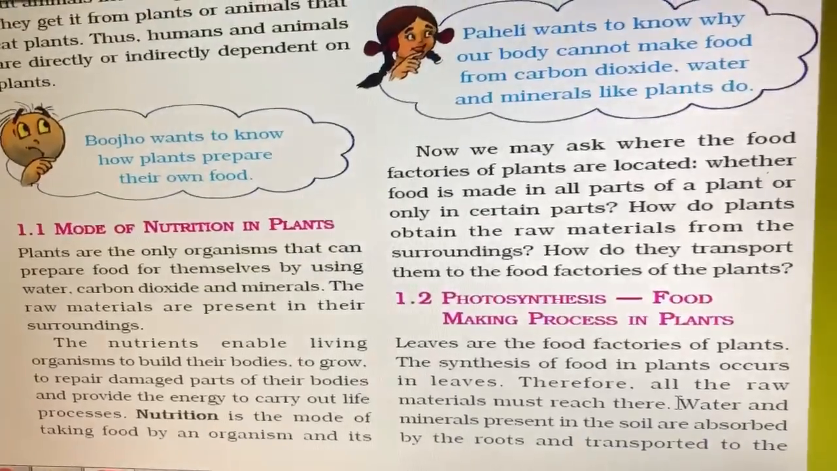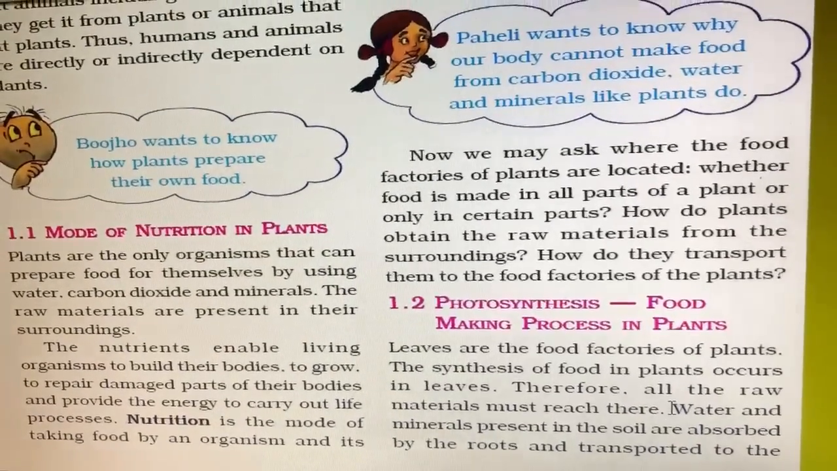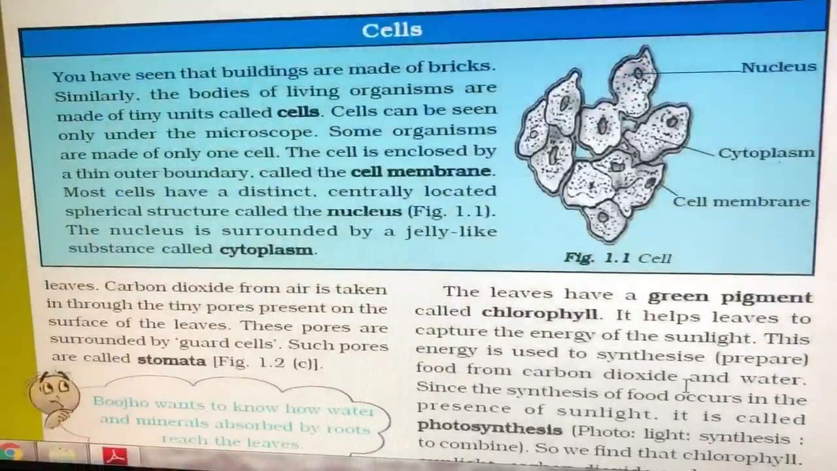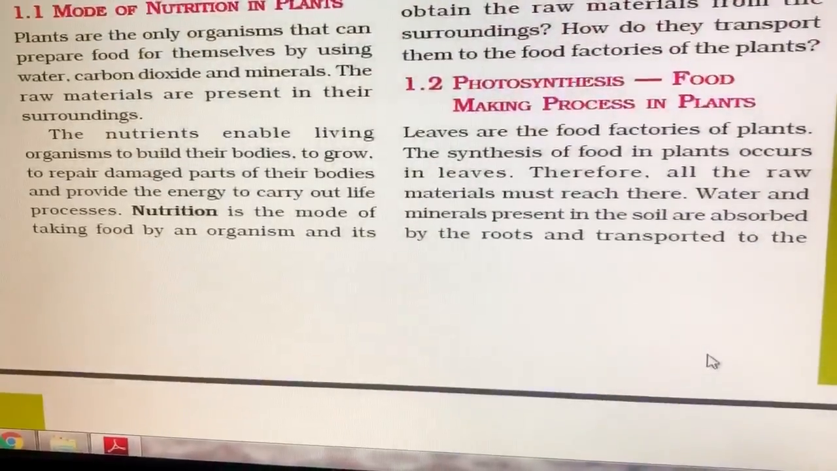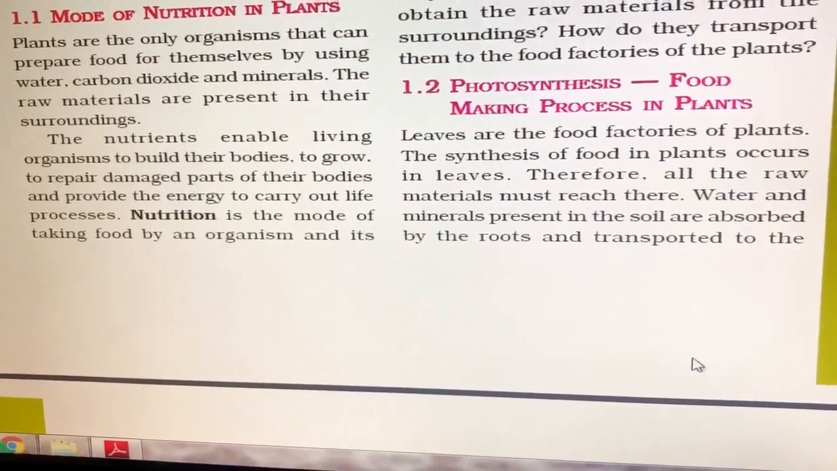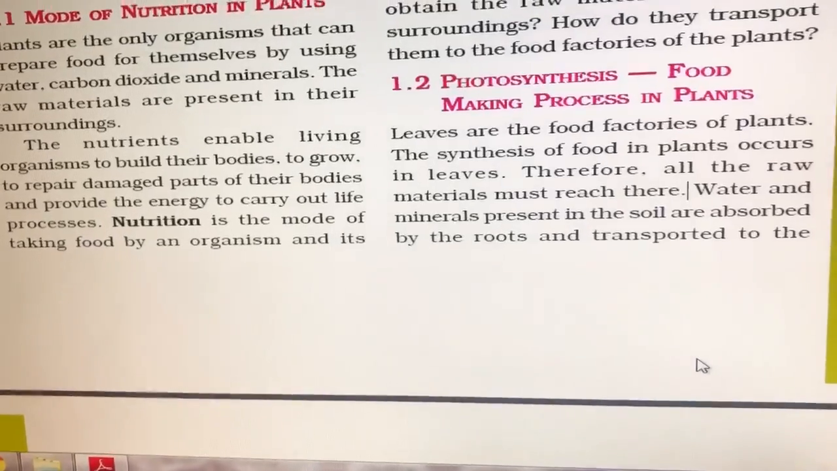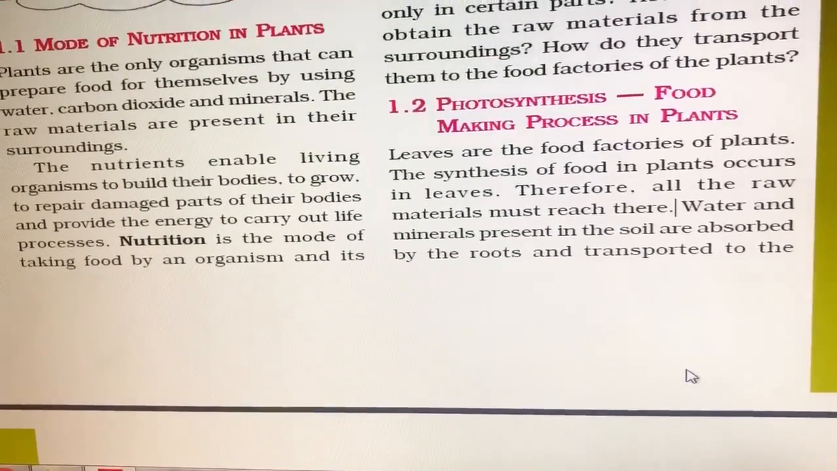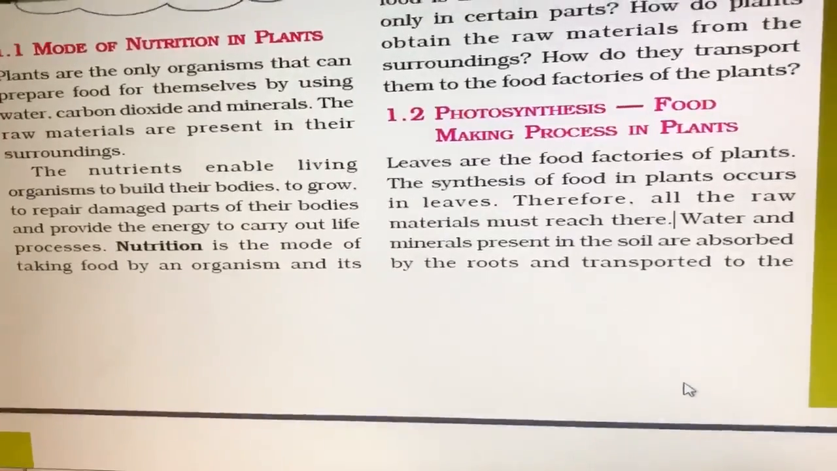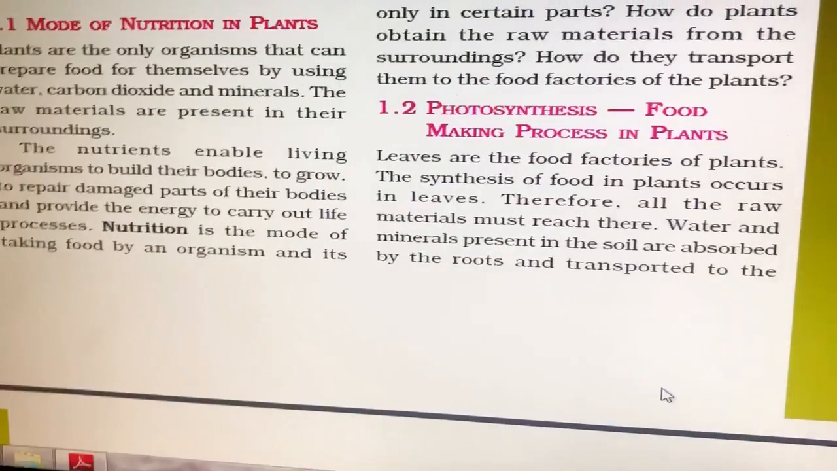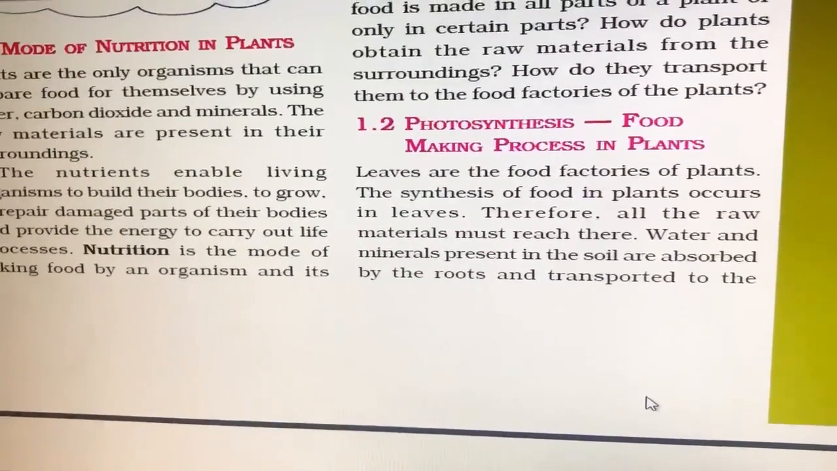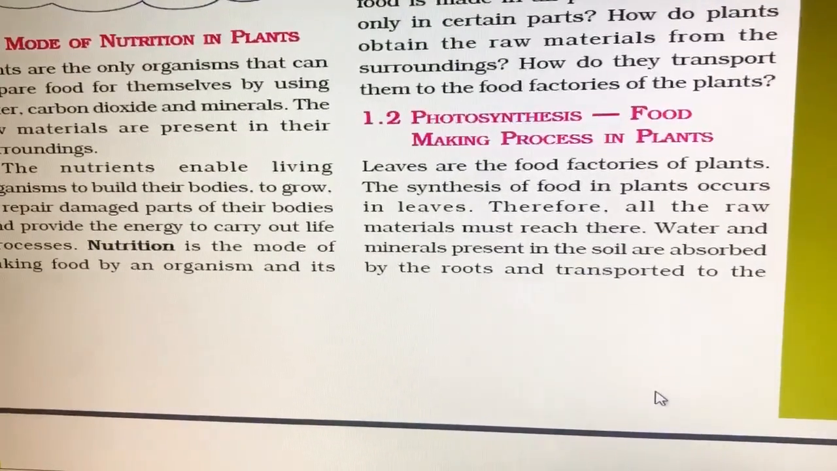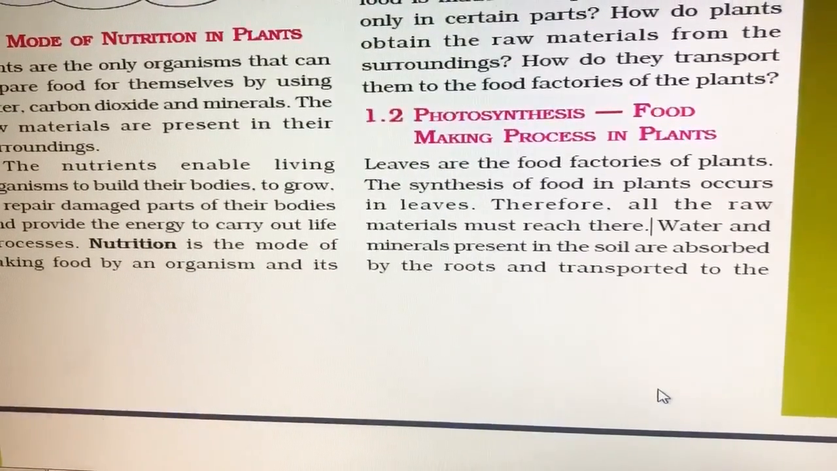Water and minerals present in soil are absorbed by the roots and transported to the leaves. Earlier, if you could recall, I told you there are three raw materials used in the process of making food: carbon dioxide, water and minerals. So water and minerals are absorbed from the soil through the roots and transported to the leaves for the making of food.